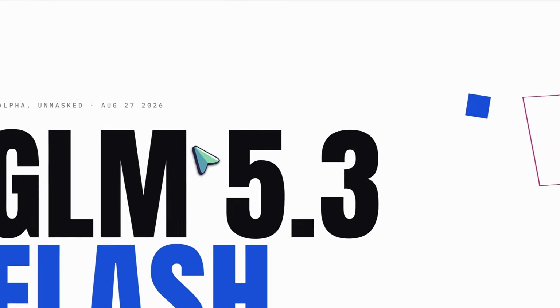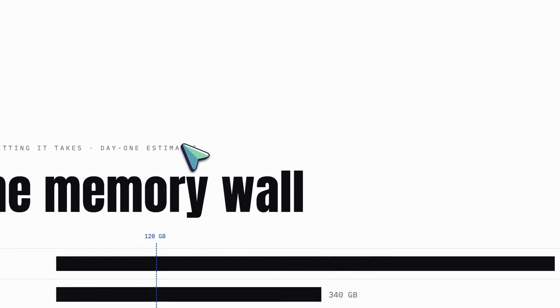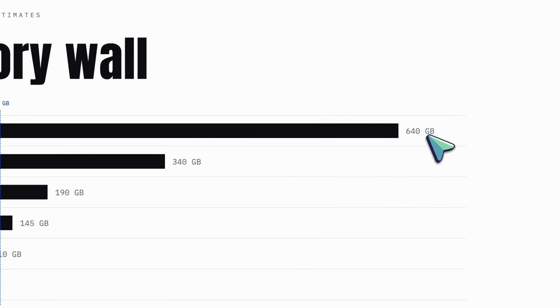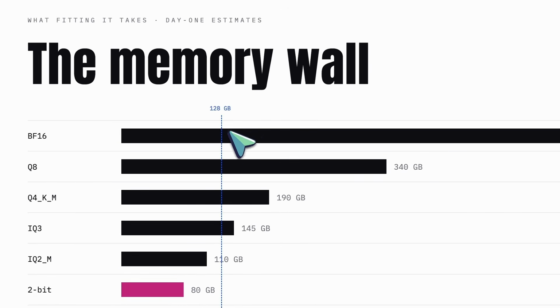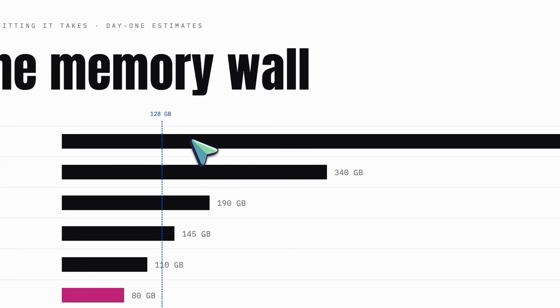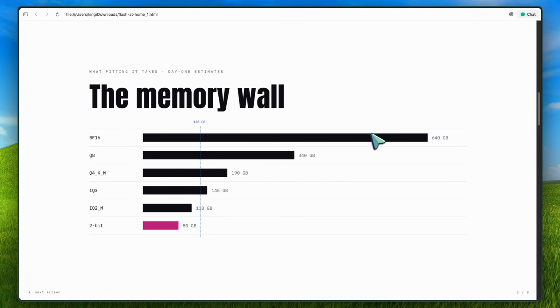The full precision weights are around 640 gigs, and nobody is running that at home. This is where quantization comes in. Quick note here, the model literally dropped today, so the GGUF files are still uploading, and these numbers are close estimates that might shift by a few gigs.